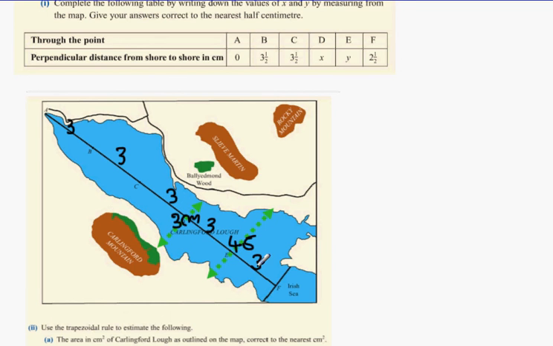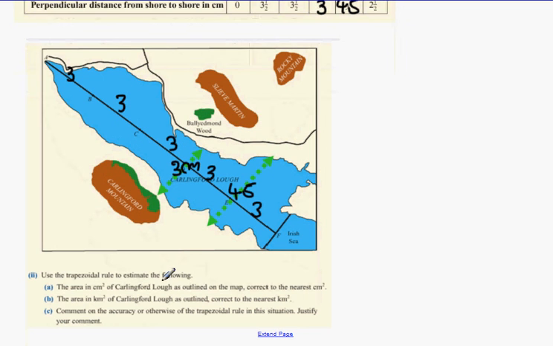Okay, 3 and 4.5. So what we do is just replace D with 3 and E with 4.5, and we get going. Use the trapezoidal rule to estimate the area of Carlingford on the map in centimetres squared. Okay, so here's how we're going to do this. Are you ready, lads?